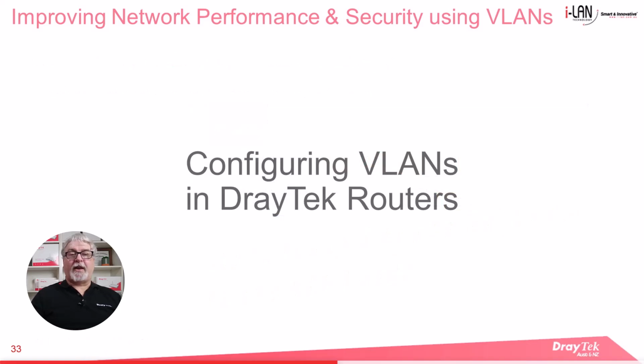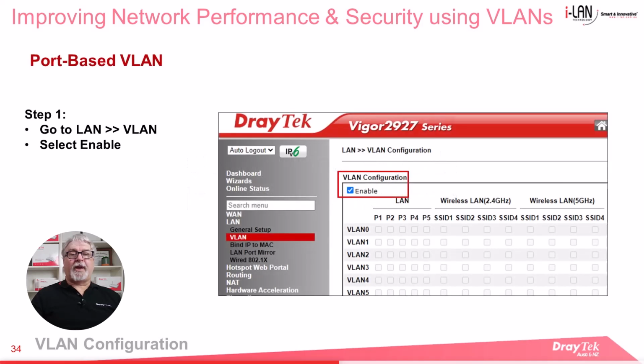Okay, let's get into the VLAN configuration steps in Draytek routers. We'll start with port-based VLANs. This applies to DrayOS routers such as the Vigor 2865 and 2927 series, as well as others. The steps involved are also covered in our knowledge base articles on our website. Just go there and search for VLAN and you'll find a wealth of information.